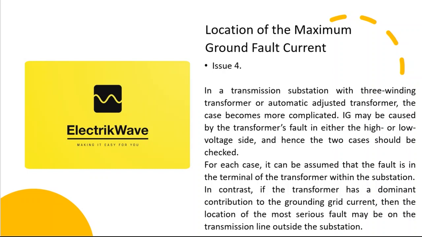From the above analysis we know that, for a particular system, we should take into account several fault locations, leading to the maximum grounding grid current. For each possible location, we should calculate its corresponding value of the zero sequence current.